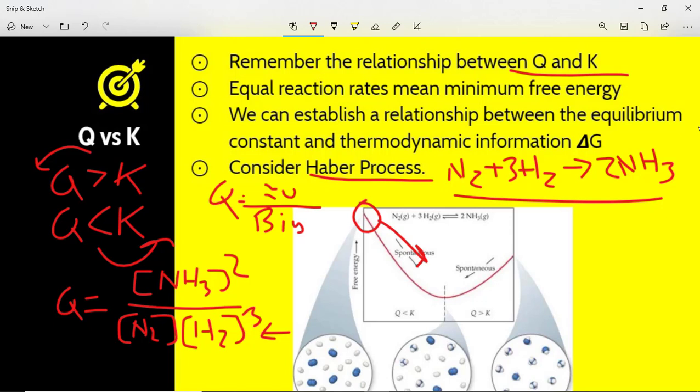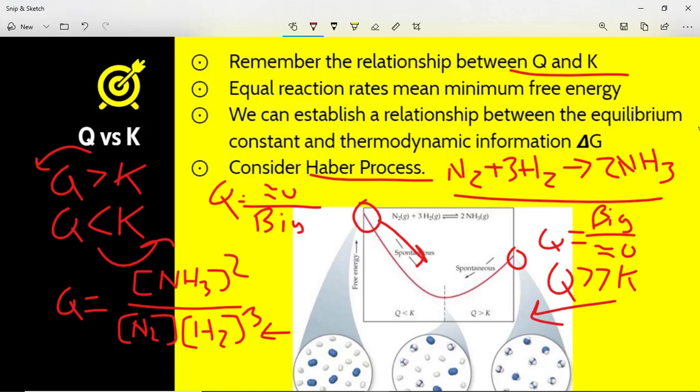It's the same concept if we look at Q over at this point. If we look at Q here, the number on top is going to be really big, and the number down here is going to be really small. A big number on top of a small number is going to give us a really, really large Q. So here, Q is going to be much greater than K, so equilibrium is going to shift back to the left. The only instance that we get here is that Q is equal to K, which results in no shift in the reaction. Just kind of a rehash of equilibrium here as we think about this process.